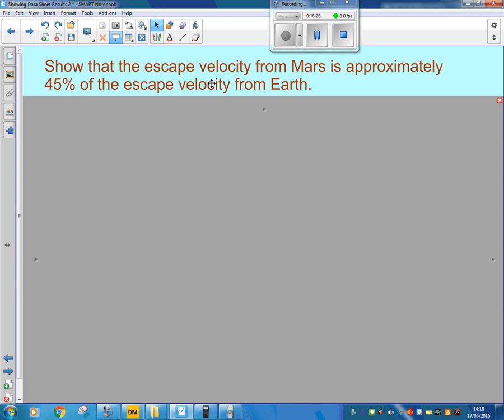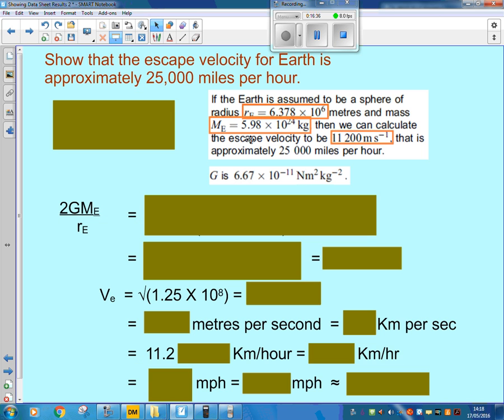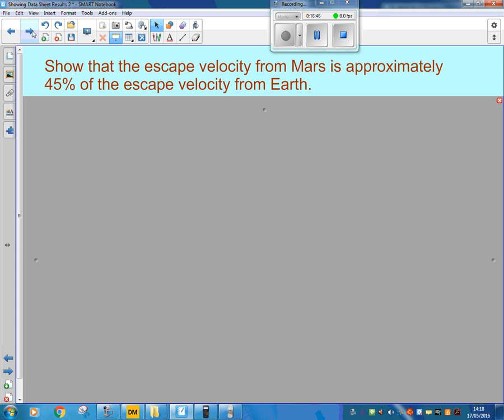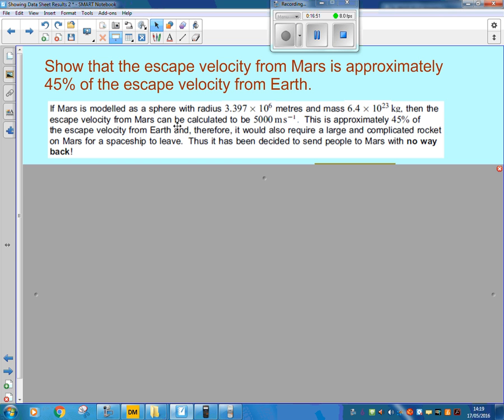Show that the escape velocity for Mars is approximately 45%, just under half the escape velocity from Earth. Okay, well, what I'm going to do here is work in meters per second, so I don't have to turn it to miles per hour. So the escape velocity from Earth we found was 11,200 meters per second. Let's have a look at it now from Mars. So again, that's the key part. They're saying it's the very last paragraph. Let's see if there's any really useful information on it. Okay, and there it is.